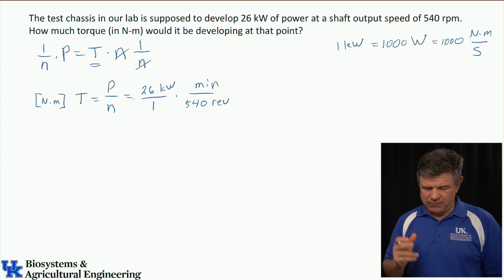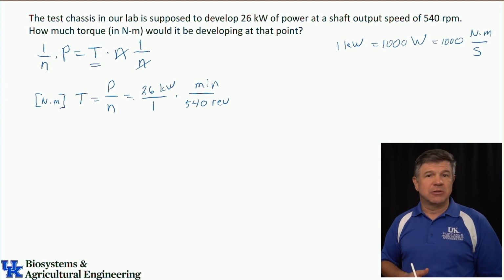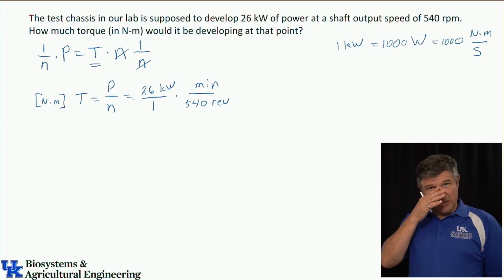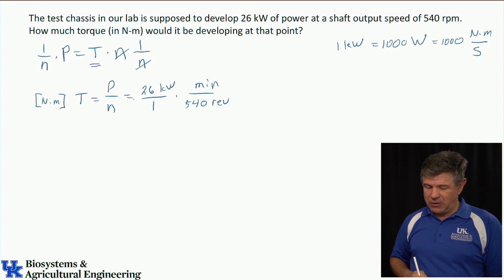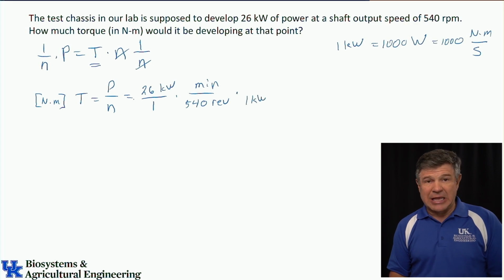So we're going to have to figure out what to do with that kilowatts. So we have to do something with the minutes, get rid of that, and we have this revolution to get rid of as well. So a lot of unit work to do here. So let's start into this. Let's tackle this kilowatt. So what is a kilowatt? To get rid of the kilowatt, I can put 1 kilowatt in the denominator, because that's what I want to get rid of. I can cancel that from the numerator.